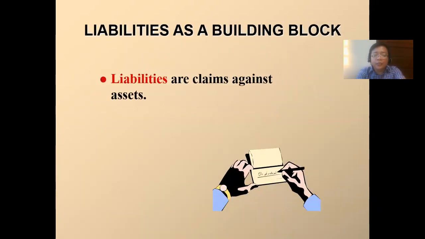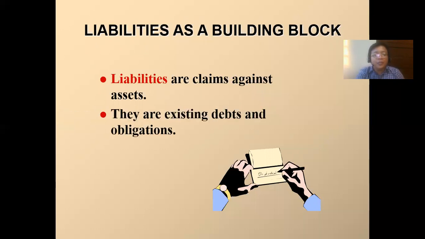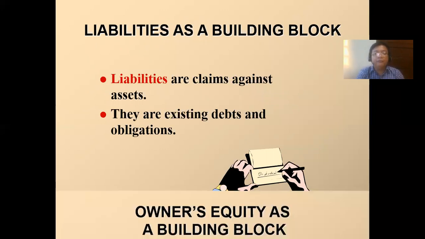You also have liabilities. Liabilities are claims against assets. In layman's terms, it is the debt of the company, what you owe to your suppliers. Examples of payables are accounts payable, notes payable, bonds payable, mortgage payable, and any other payables. All right, so these are debts and obligations, existing debts and obligations.